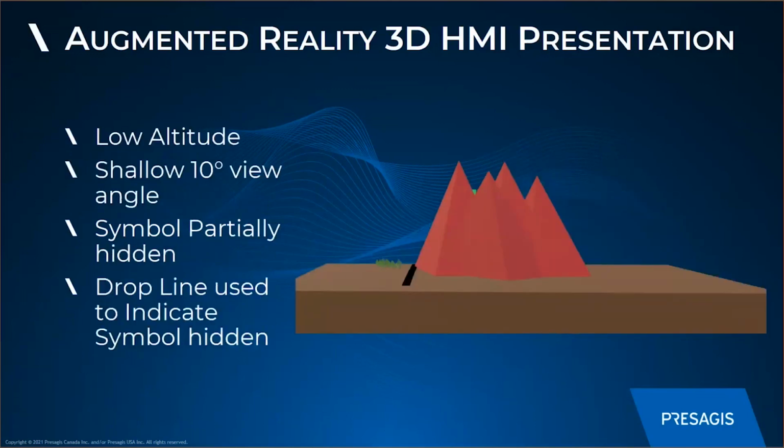However, as I'm coming in to a runway approach or something like that, I have a symbol, and you can notice here, this is a shallow view angle. This is a 10-degree angle coming in here. I'm at a fairly low altitude. You'll notice that I can't see that symbol at all almost. There's a little green peeking out from behind the mountains, and it's hidden.